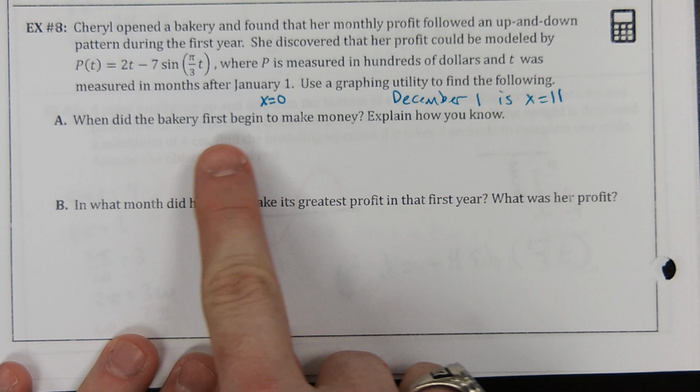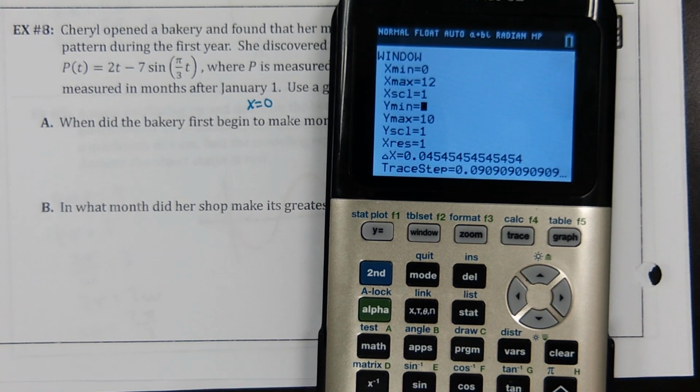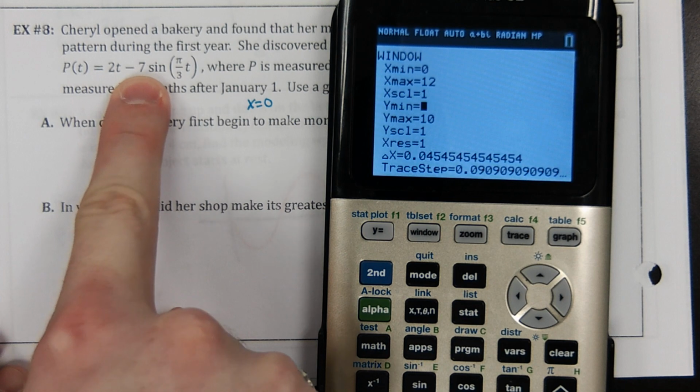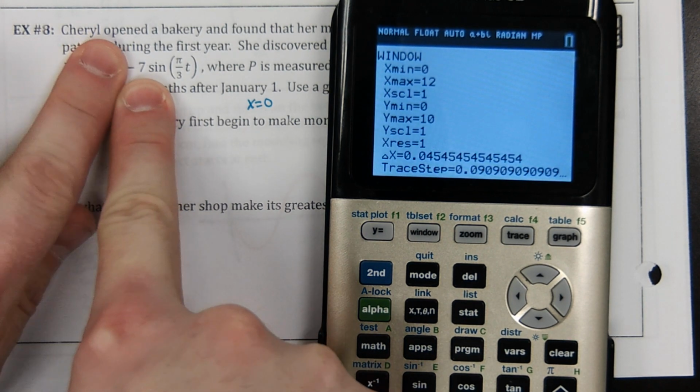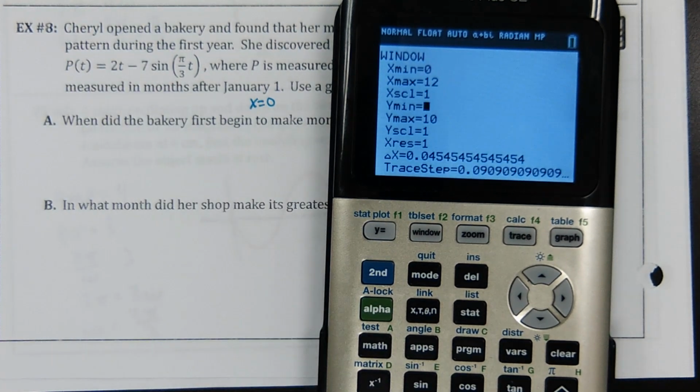But it says, when did the bakery first begin making money? When you first open a business, you're actually in the negative. It takes a little while before you're actually profitable. So that means negative y values make sense. We're in debt. And our money is counting by 100s. So, I don't know. We could just guess. How much money do you think? This is showing an amplitude of 7, so like 700 maximum if we hadn't seen this. 700 minimum, negative 700. So you want to say like negative 1,000?